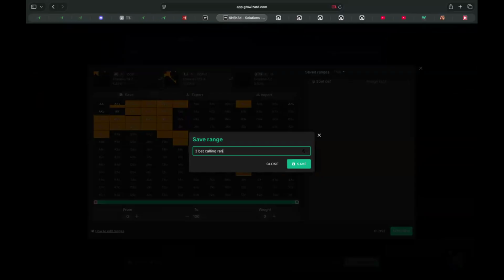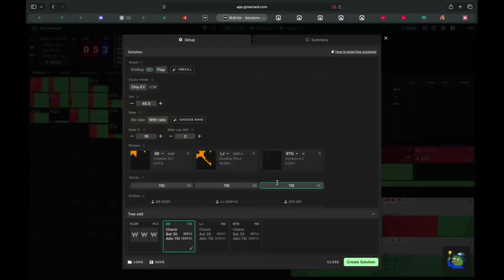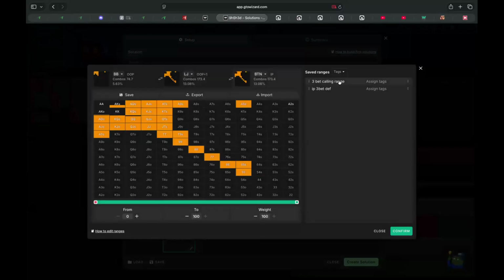I think the range that I face is much lower. Okay, now if you go to button, we could just load it. You can remove all of ace king though, and then we can modify this. What do you guys want to modify here?